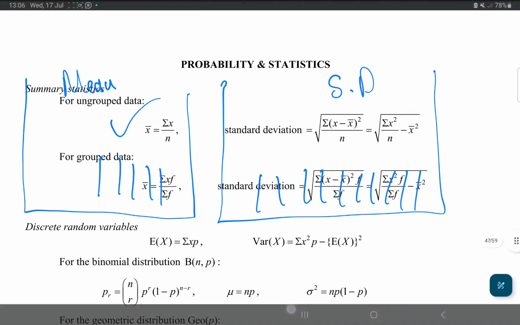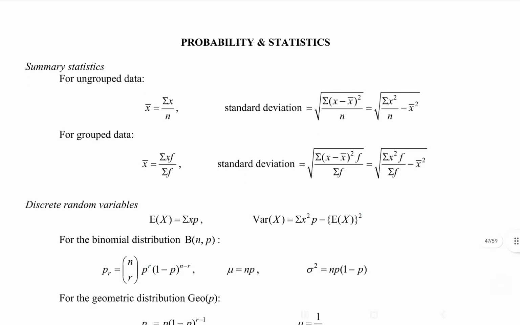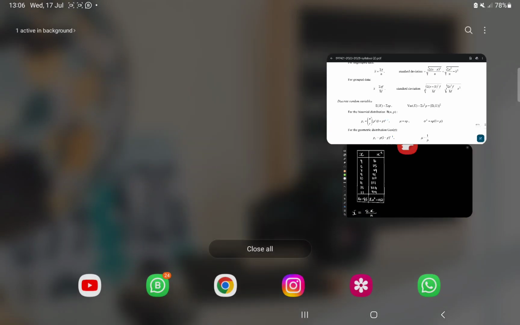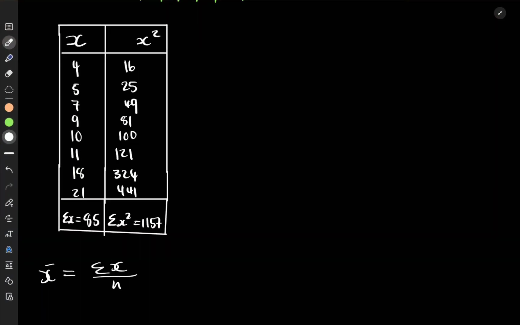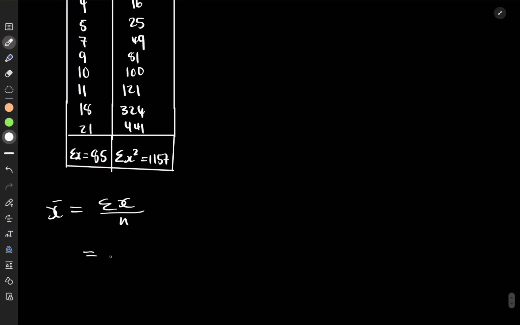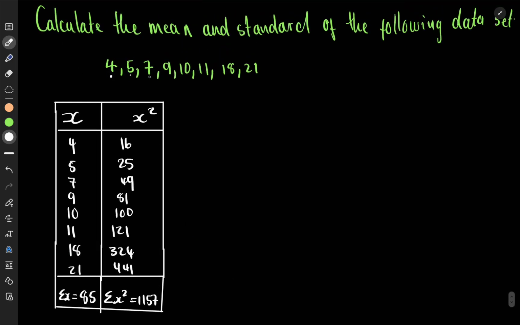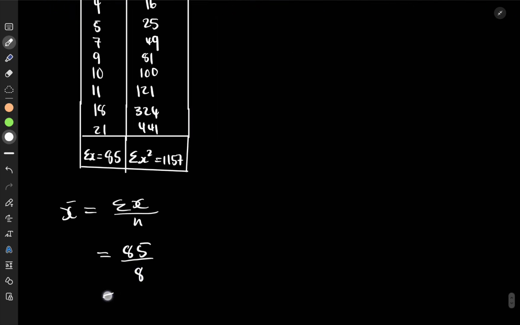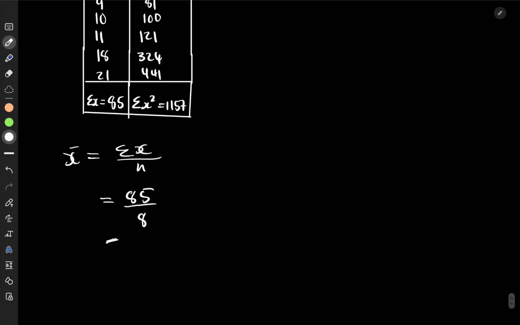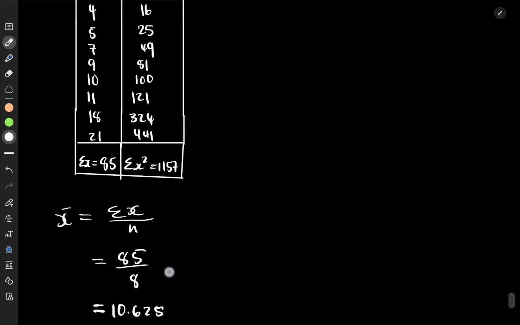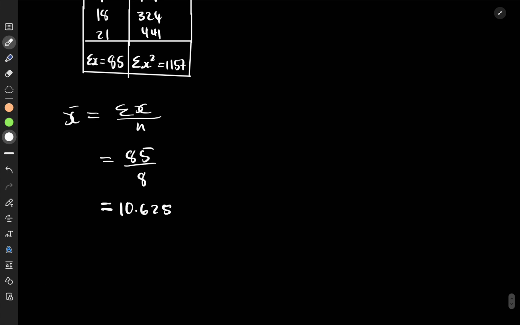So let's go ahead and put the formulas. I now already know them, but for you, you can be copying. It's going to be summation of x over n, which is 85 over how many terms do we have? 1, 2, 3, 4, 5, 6, 7, 8. So it's going to be over 8. We say 85 divided by 8, we'll get 10.625. This is our mean.